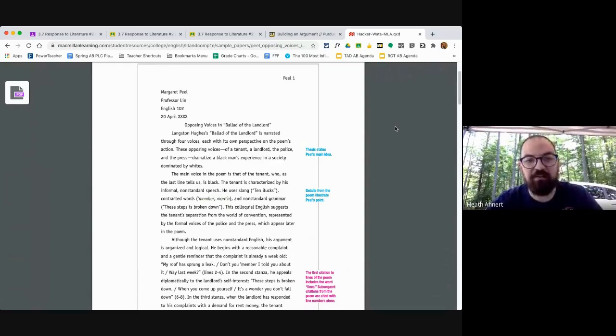The tenant is characterized by his informal, non-standard speech. Okay, that is a little bit of a hint of what in the poem this paragraph is going to look at. He uses slang, and so now we have a signal phrase and some integration of the poem. Contracted words, 'member,' 'mourn,' and non-standard grammar, 'these steps is broken down.' This colloquial English suggests the tenant's separation from the world of convention, represented by the formal voices of the police and the press, which appear later in the poem.